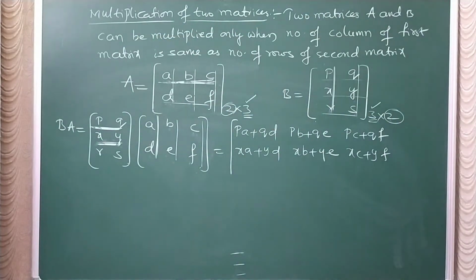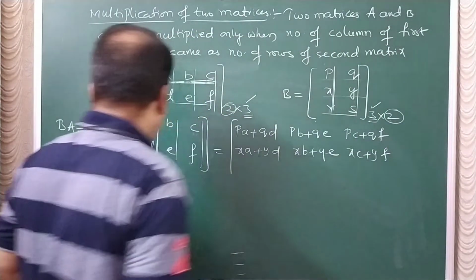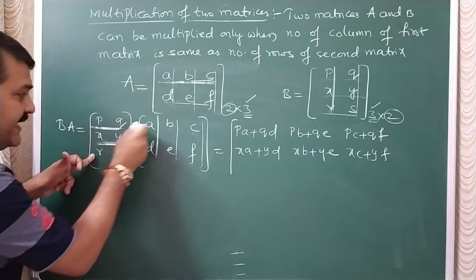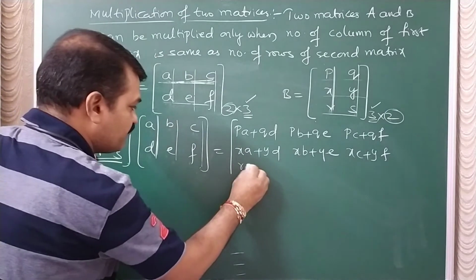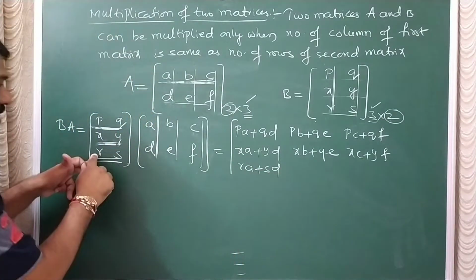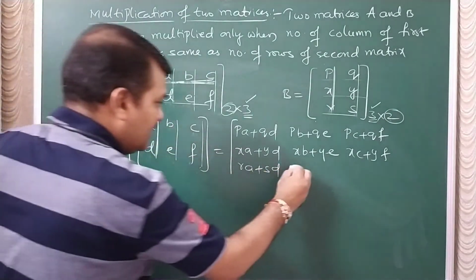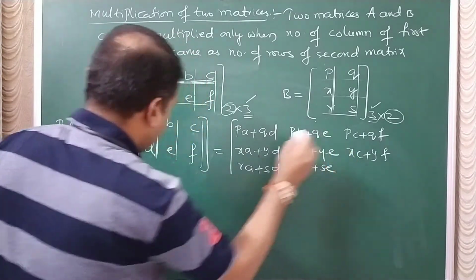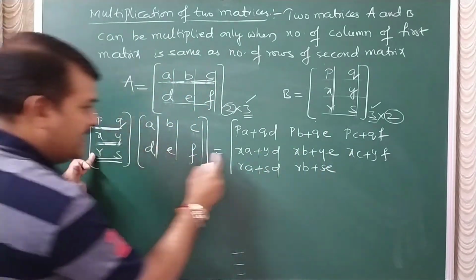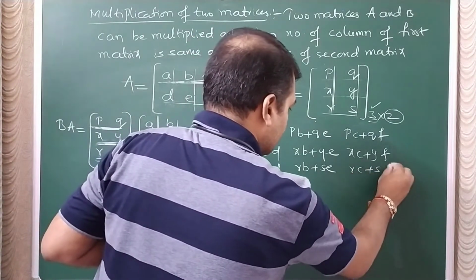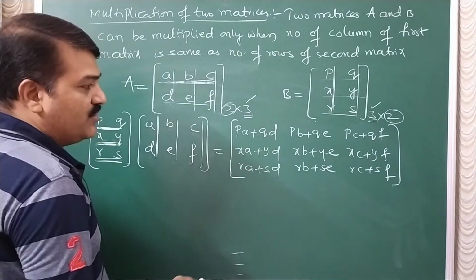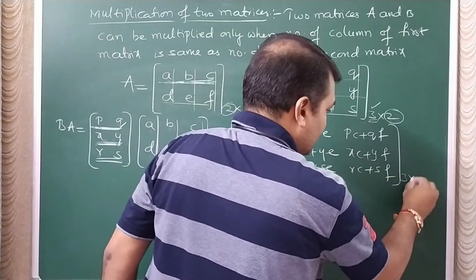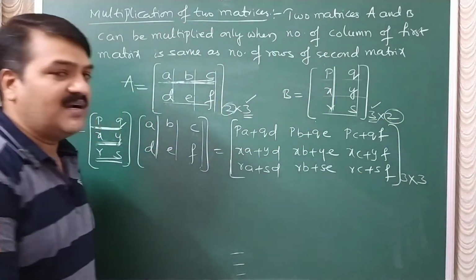Now we will come to third row. So when you are coming to third row, you have to write in third row. r into this first column, r into a plus s into d, r into b plus s into e, r into c plus s into f. That's all. This completes the matrix, and you can see how many rows and how many columns. 3 rows, 3 columns, that is the order.